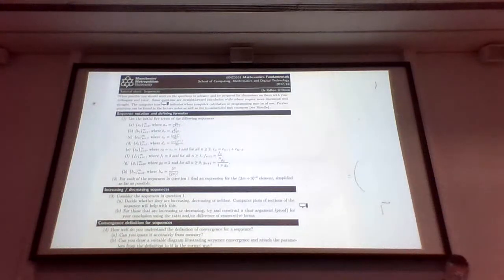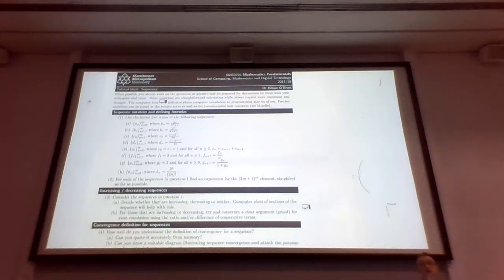Now everybody has this sequences tutorial sheet. If you don't have a copy, I've got spare copies here, you can pick them up at the end of the lecture. It's also on Moodle. This is what you've been using as your main source of problems in the tutorials. Of course, there are also end of chapter exercises in the book of lecture notes as well, so you've got plenty of things to be working with.